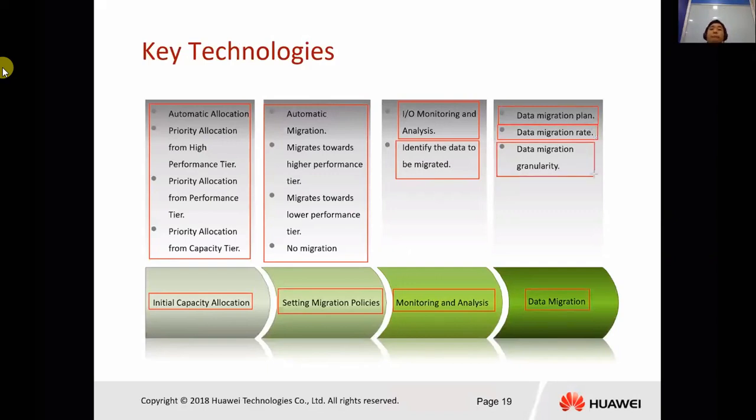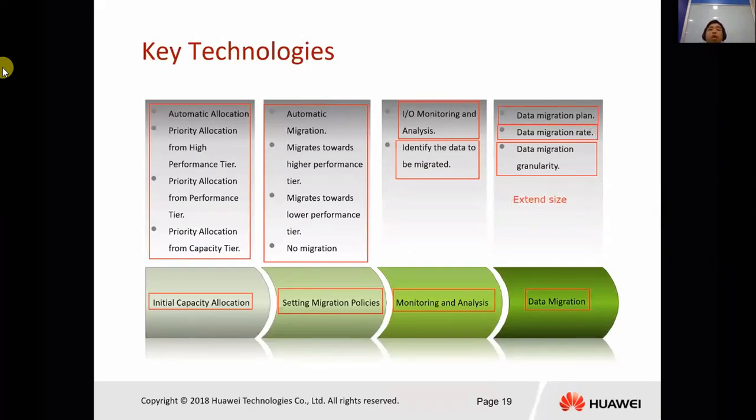Then lastly will be the data migration granularity. This data migration granularity, you cannot change in the smart tier. Then the question is, what is the size? It will follow your extent size. Okay, so the data migration granularity is equal to your extent size.